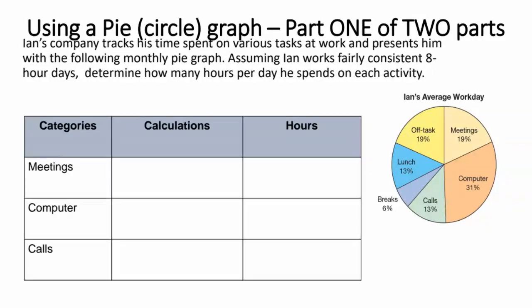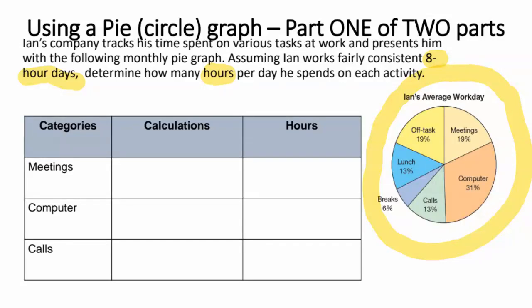Okay, now, in this case, we have this particular circle. It is saying Ivan's company tracks his time spent on various tasks at work and presents him with the following monthly pie graph. Okay, over here I have it in colors. Yay! Now, assume he works fairly consistent 8-hour days. This pie graph is representing what Ivan does for one day, or an 8-hour shift. Now, it's asking you to determine how many hours, notice hours per day, he spent on each activity.